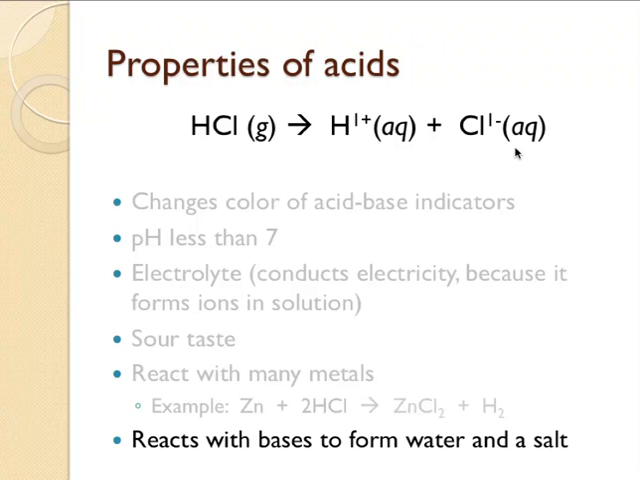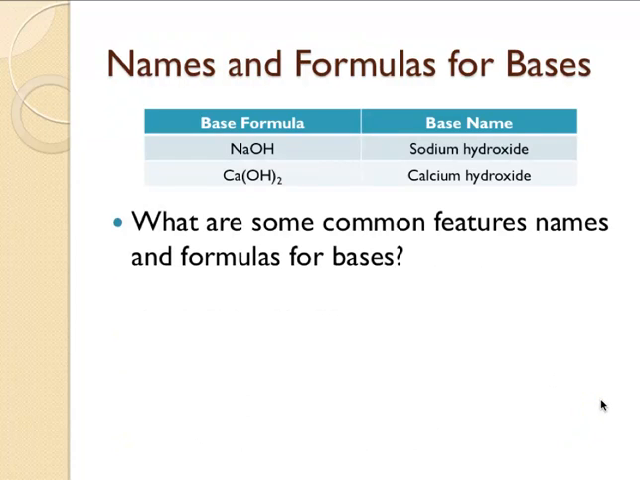And they react with many metals, as we found out in the last unit with types of reactions, zinc replacing the hydrogen to form zinc chloride and hydrogen gas. And importantly, acids react with bases to form water and a salt. Please keep in mind that when we say salt here, that's a common name for an ionic compound. Okay, so acids react with bases to form water and a salt, or an ionic compound.